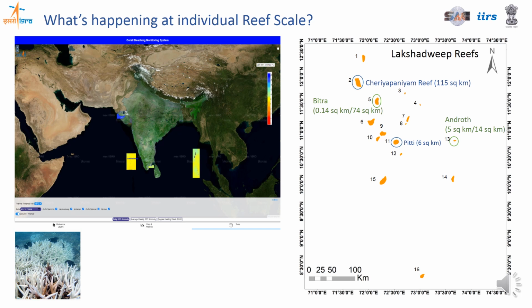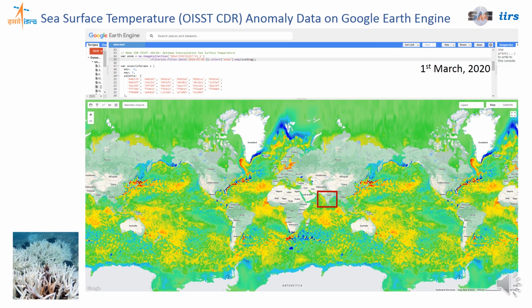So it's very important to know how each of these reefs is responding to this kind of mass bleaching events in case of these SST anomaly years, and whether their response to such events is the same or different. So one of our students from IIRS delved into this question of looking into the island-wise sea surface temperature conditions for all these years with OISST CDR data, which is available on Google Earth Engine.